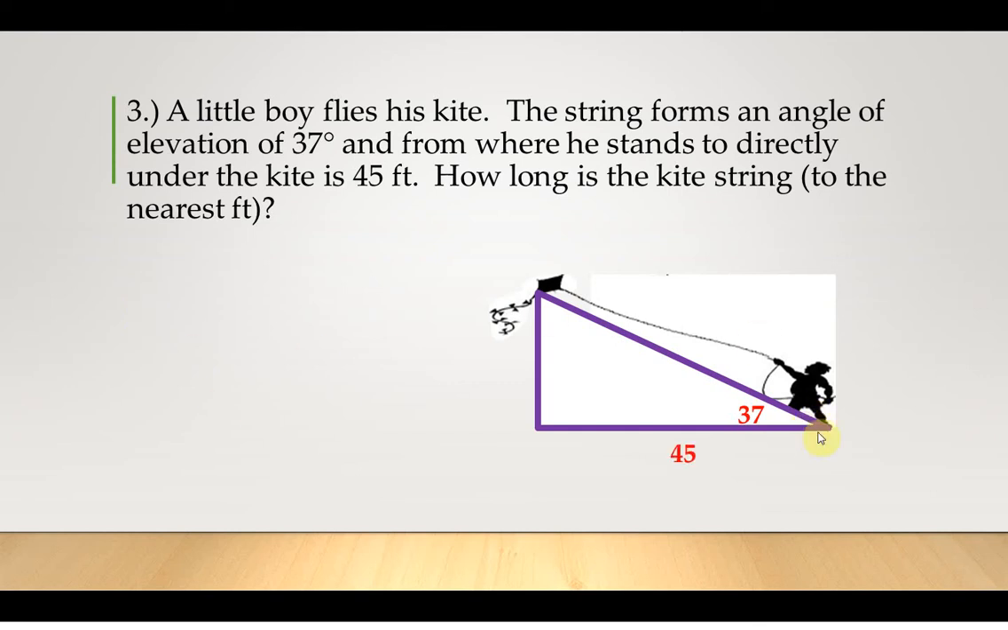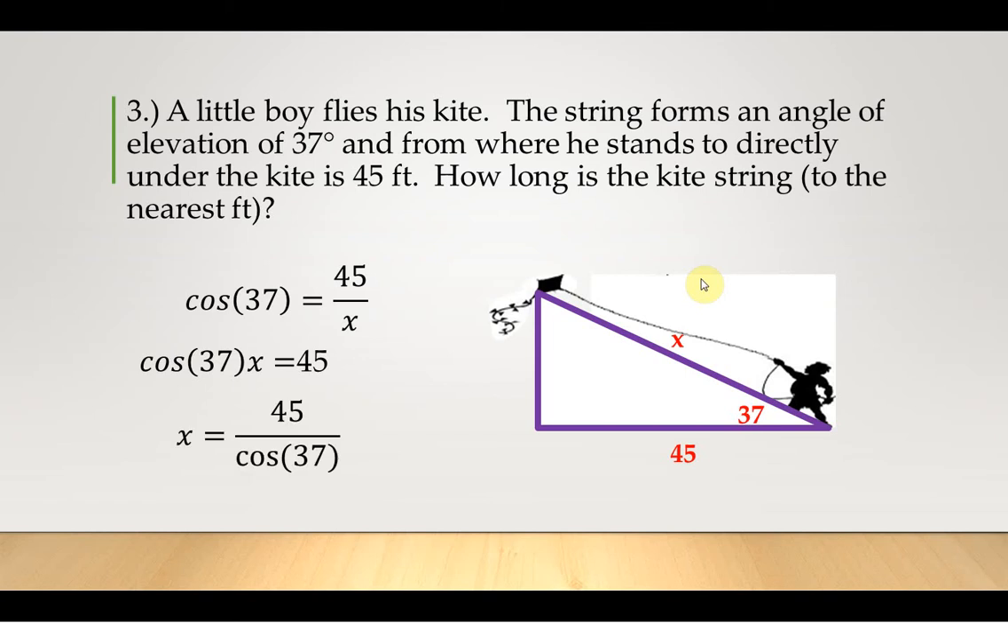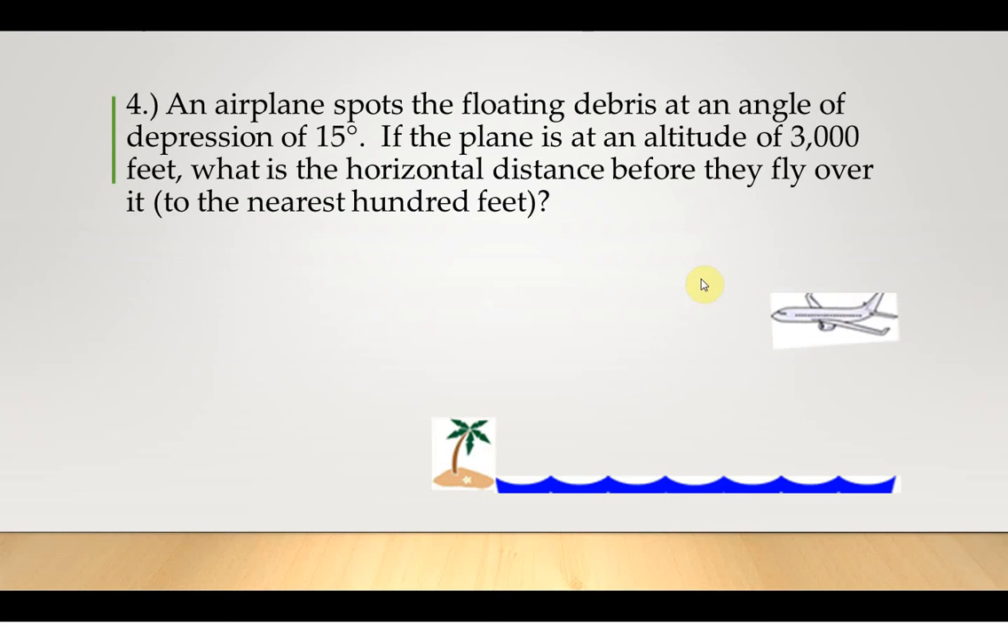So from where he stands to directly under the kite is 45 feet. How long is the kite string? Well, that would be the hypotenuse in this case. So I have adjacent and hypotenuse, so I know I'm dealing with cosine. Cross multiply, divide by cosine 37 on both sides, and out pops your answer. They wanted it to the nearest foot, so I round to 56 feet. Make sure you're paying attention on where it says to round.